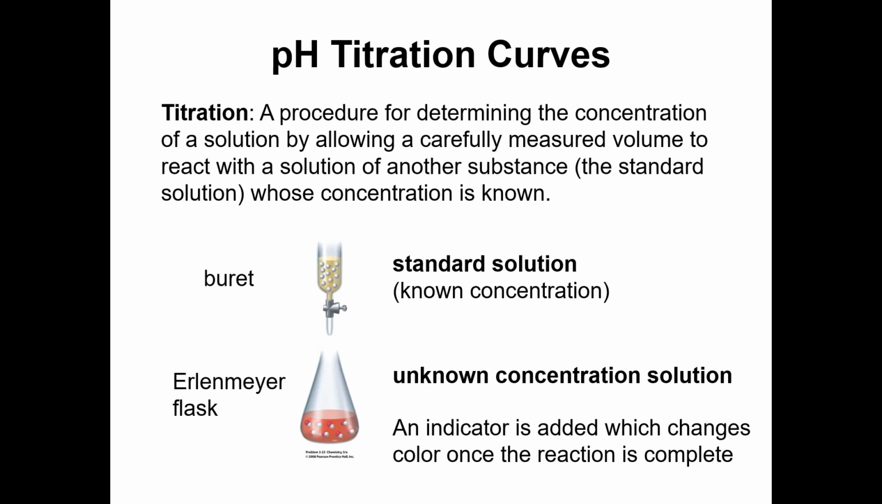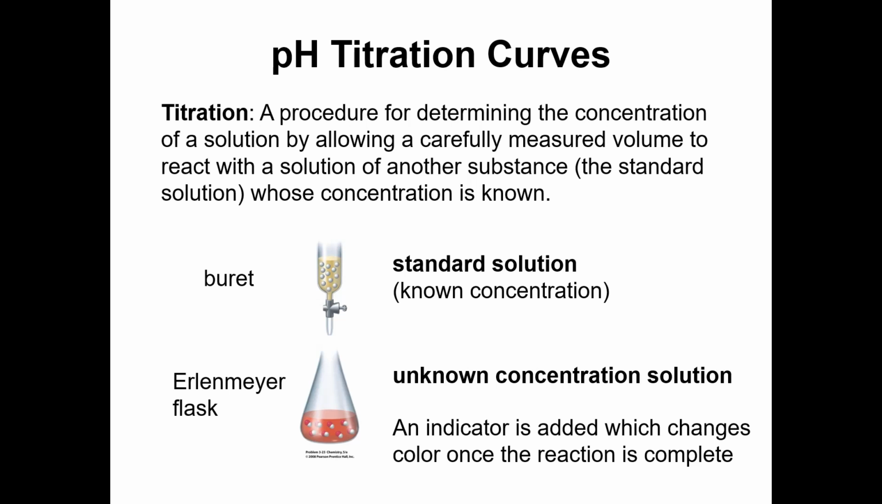So when we're reacting a strong acid with a strong base, or any acid with any base, we can construct what we call a pH titration curve. If you think back to the first semester, we talked about titrations a little bit. Titration is a way of determining the concentration of a solution by reacting a known volume of one solution with another substance.